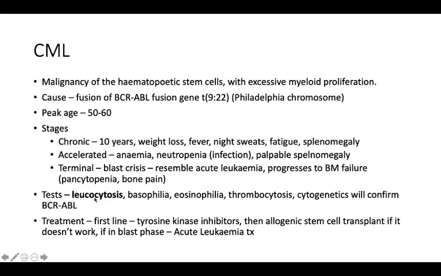On tests, you can see we saw the basophilia, the eosinophilia, the leukocytosis, all of this. And if you look at cytogenetics, you might see the BCR-ABL fusion gene. In terms of treatment, first line is tyrosine kinase inhibitors called imatinib. This is what's given first line to most patients. And if that doesn't work, you would then try an allogenic stem cell transplant. If the patient has already gone into the blast phase, you would treat it as if it's an acute leukemia with chemo.